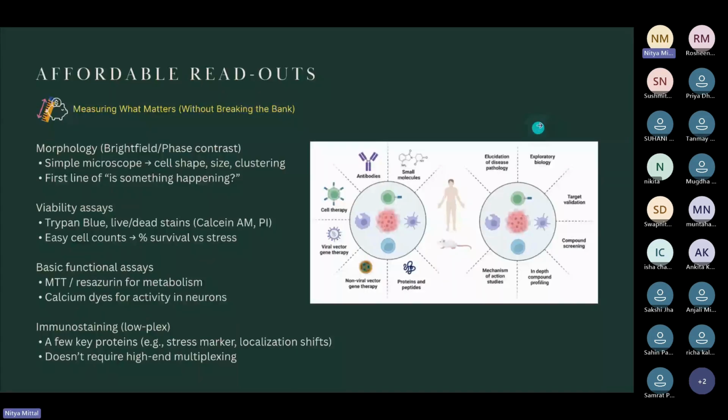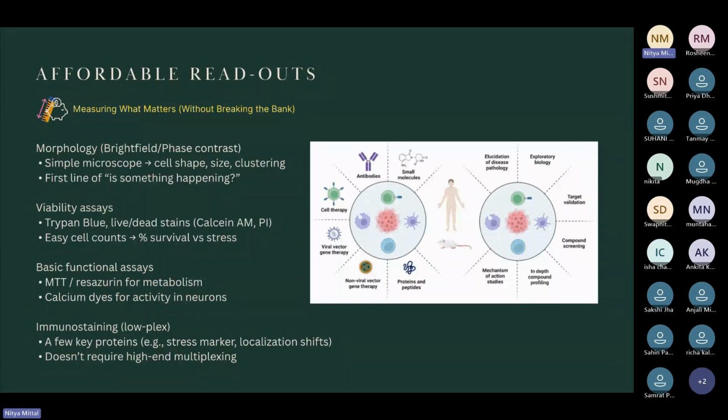Now, coming down to affordable readouts. So far, we have perturbed ourselves as well. We have made sure that they are getting some kind of stress. But after all is done, how do you measure what is happening inside the cells? And how do you measure it without breaking the bank? A lot of times, readouts are the most expensive part of the experiment.